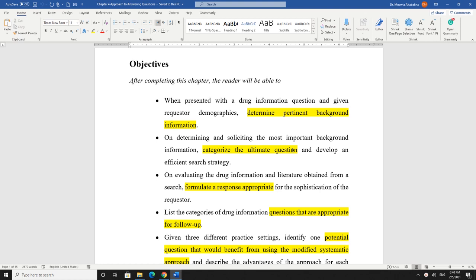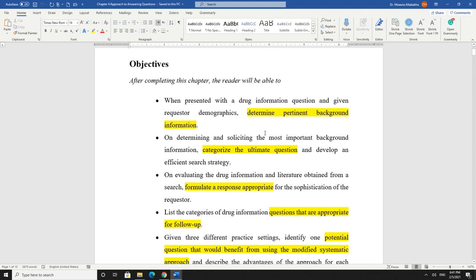What you should be able to do after the end of this topic is that when you are presented with a drug information question and you are given the demographics of the requester, and by demographics I mean what is the age, what's his position or what's her position, and his frame of reference. We need to know about him. So after you obtain this question, you should be able to determine pertinent background information by asking the requester some relevant information.